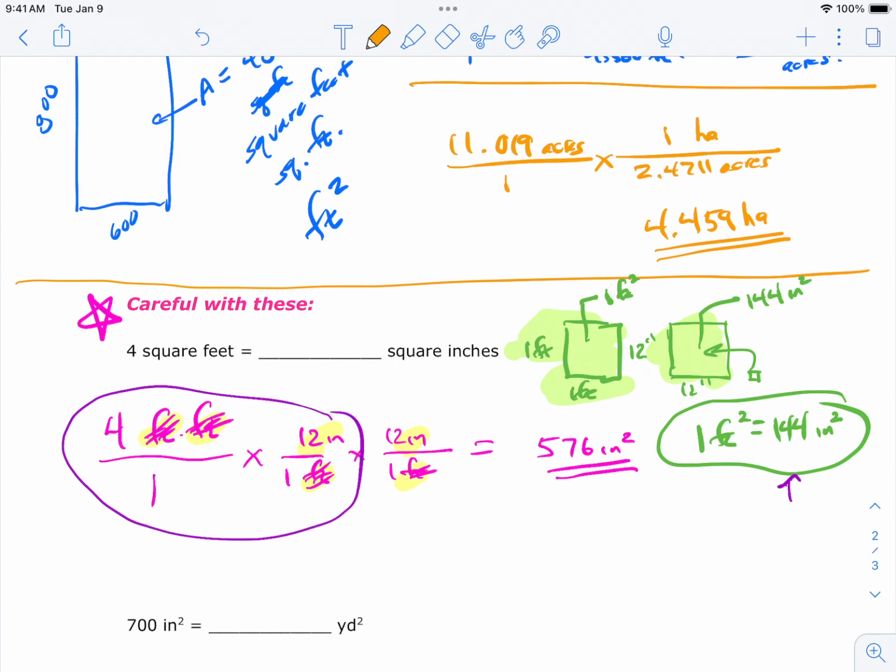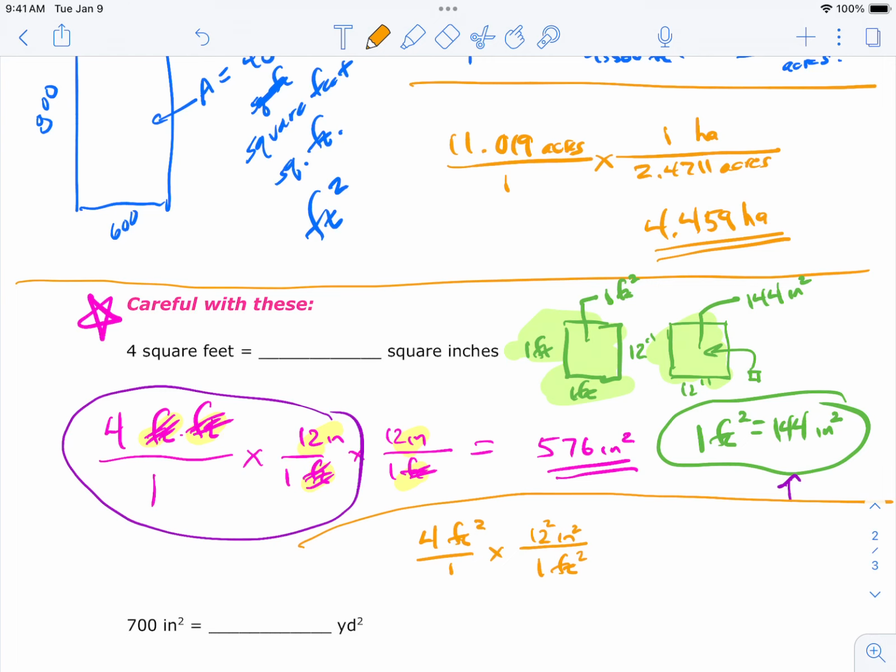Okay, here's my official way of doing it. I will go like this. I will go 4 square feet. Fine. And then I will go like this. 1 foot has 12 inches. And then realizing that I only canceled one of the feet, I say, well, I have to square the top and the bottom here. See? Square the top and bottom.